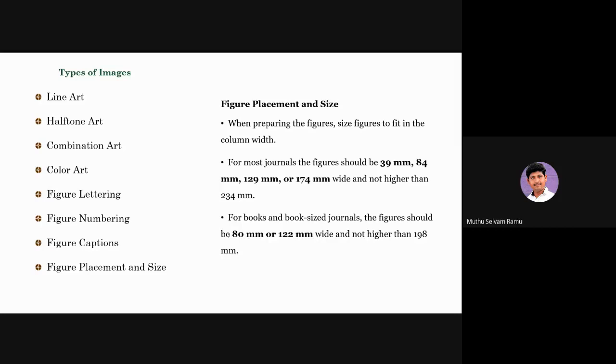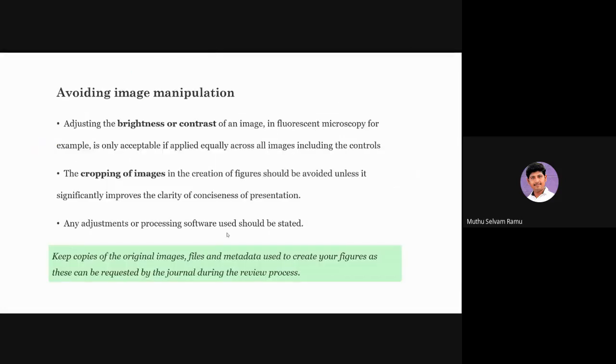Here I have mentioned the sizes used in the majority of journals, from 39 mm to 174 mm. For book-size journals, the B5 book size is from 80 to 122, not 172, not 39. It should be in between those. You should be clear about the size of the figure and its placement so that it fits. So, next slide.